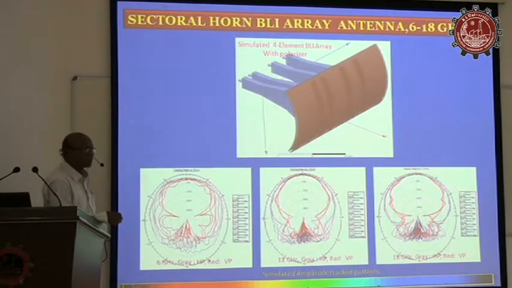This problem we solved by using one special method, an MCS absorber, sir, 1.2 mm thick. The ripples are gone and we are getting the same smooth patterns.